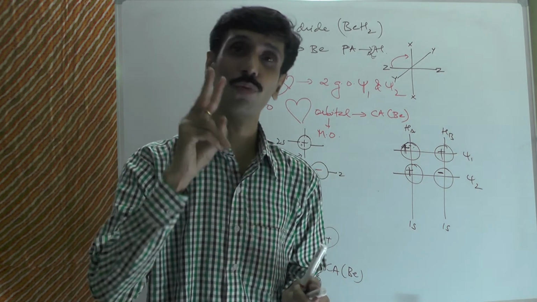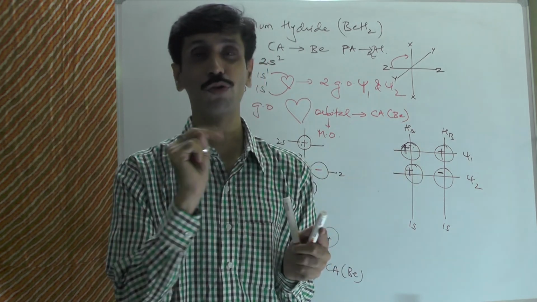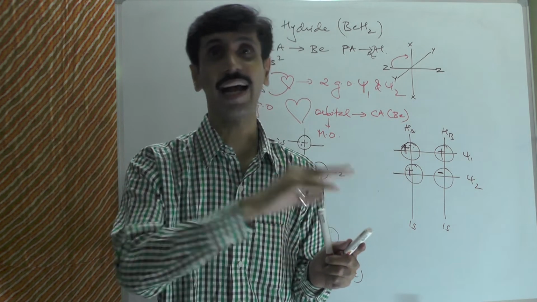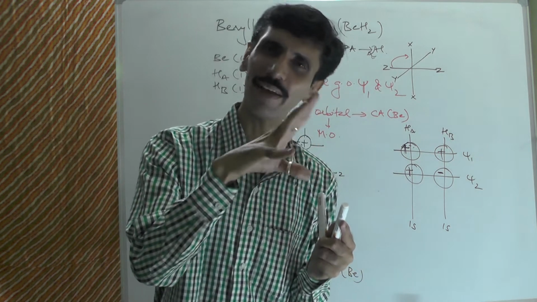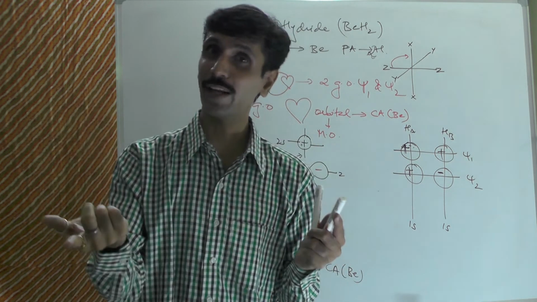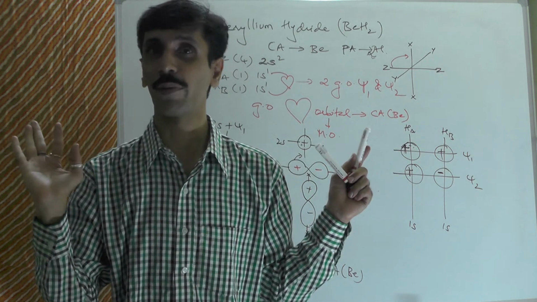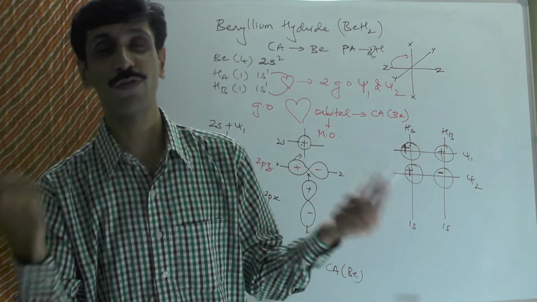Okay, and two major ones, total there are 3, but the two major ones are what? Bonding and antibonding. Bonding means what? It is going to help in the process of bond formation. And antibonding means what? It is going to oppose the process of bond formation. Just say it's very simple.